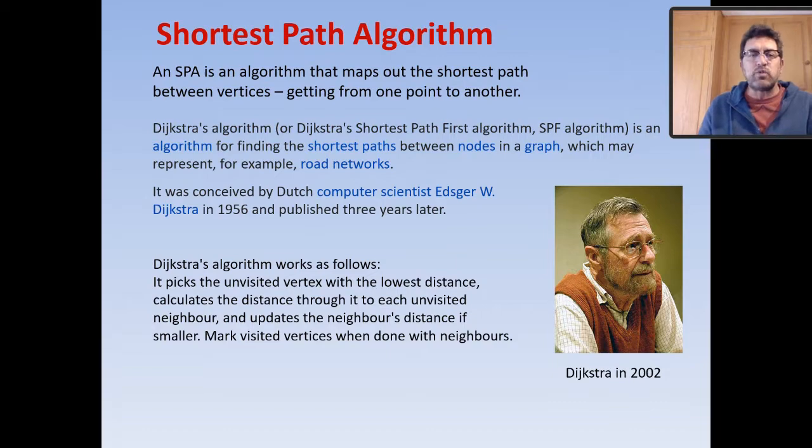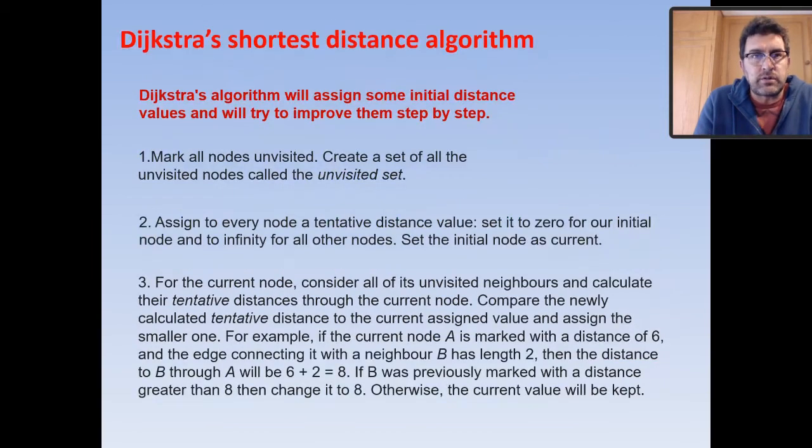Dijkstra's algorithm works as follows. It picks an unvisited vertex with the lowest distance, it calculates the distance through each of the unvisited neighbors, and updates the neighbors' distances if it is smaller than the distance that's already at that node. It marks visited vertices when we are done with neighbors. So that's a lot, and I said that quite quickly because I'm sure you don't understand exactly 100% what Dijkstra said, so let's have a look.